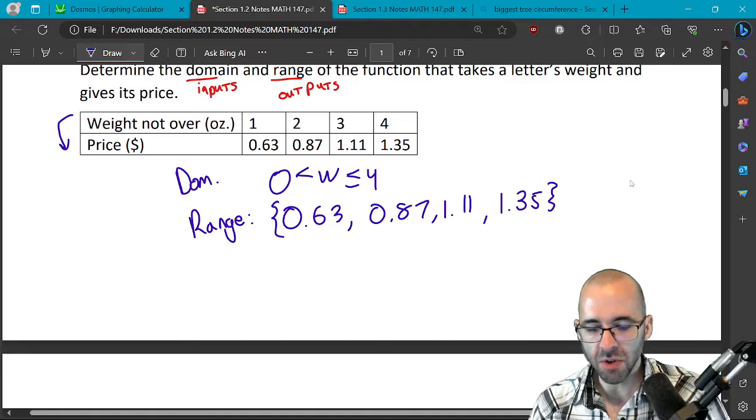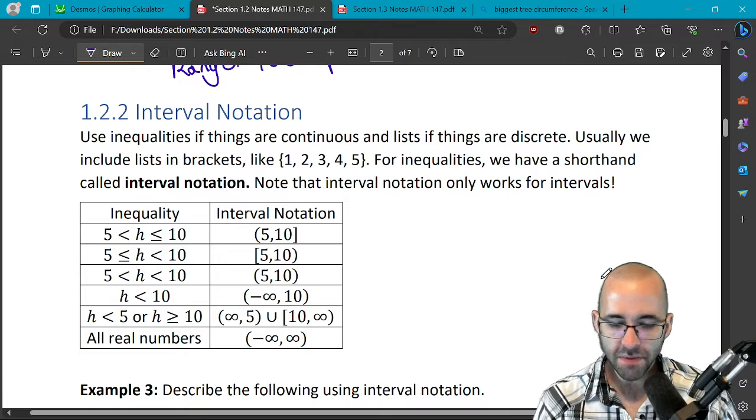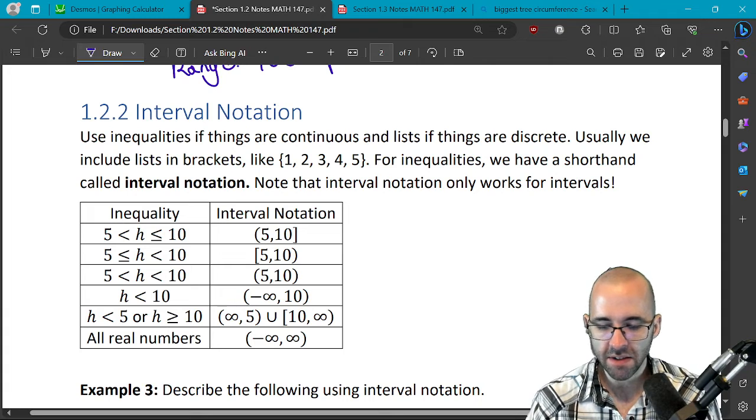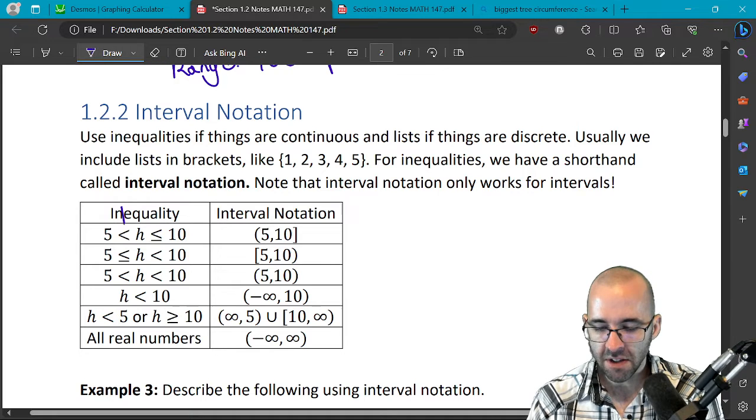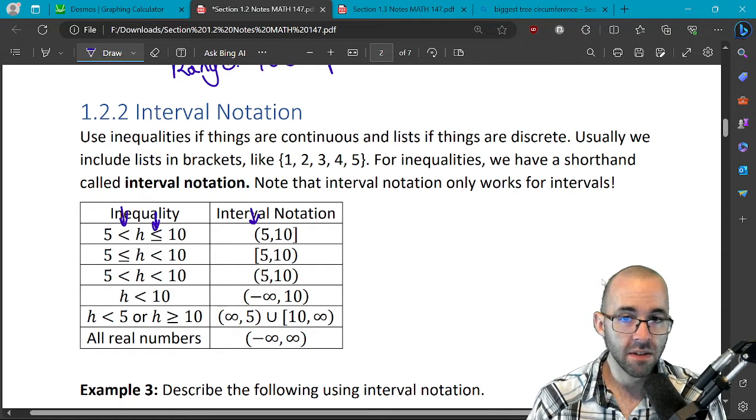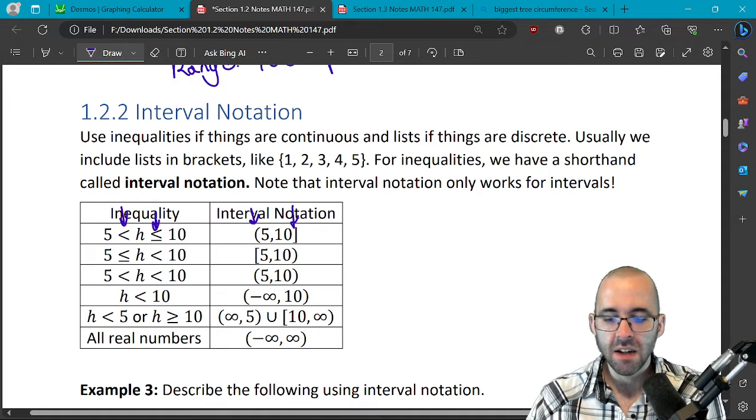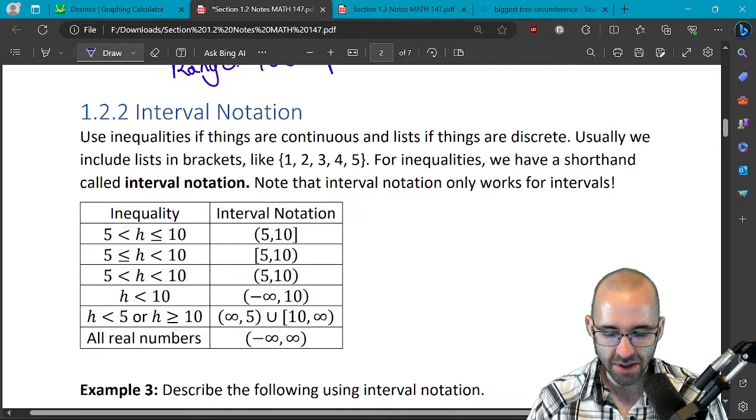Okay. If we have intervals, we like shorthand. Mathematicians, we love our shorthand. So if we have inequalities, we're going to use interval notation, which basically translates all these inequalities to stuff like this. Basically, if there's a less than sign or a greater than sign, it turns into a parenthesis. If there's a greater than or equal to sign or a less than or equal to sign, the equal to part turns it into a bracket. Smallest number on the left, largest number on the right. So here are a bunch of different examples.